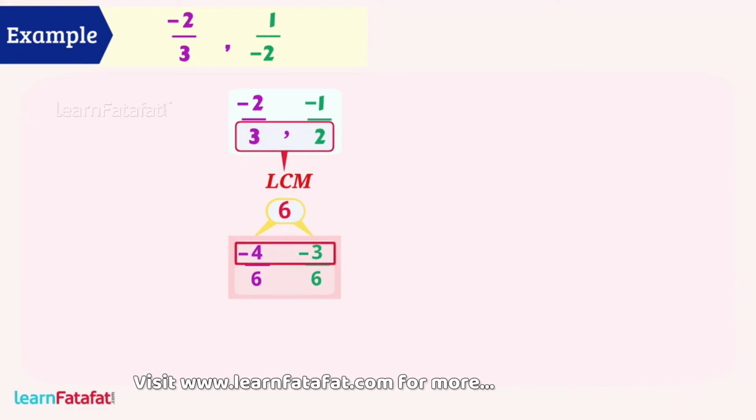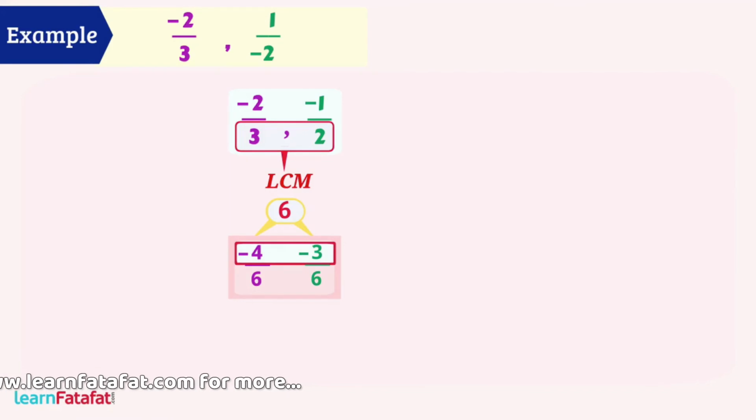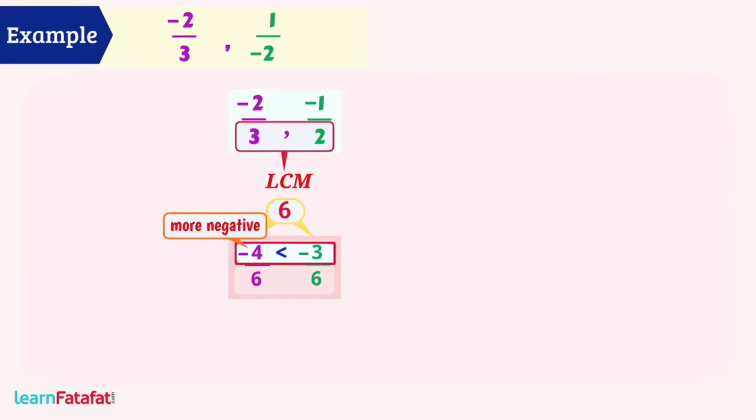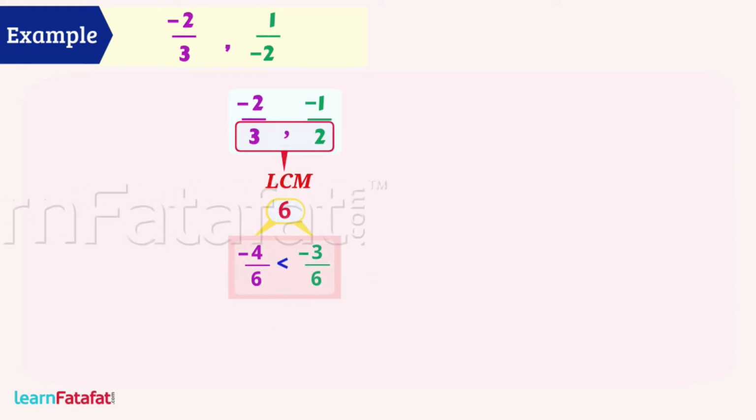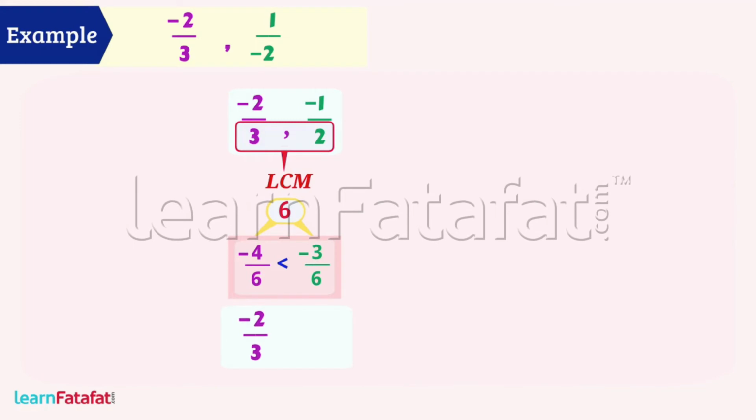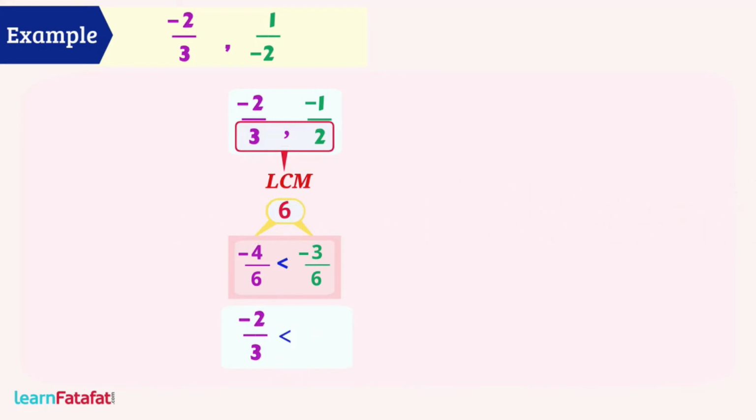Compare the numerators. Here, minus 4 is less than minus 3. Why? Because minus 4 is more negative than minus 3. With this comparison, we get minus 4 by 6 is less than minus 3 by 6. And so, minus 2 by 3 is less than 1 by minus 2.